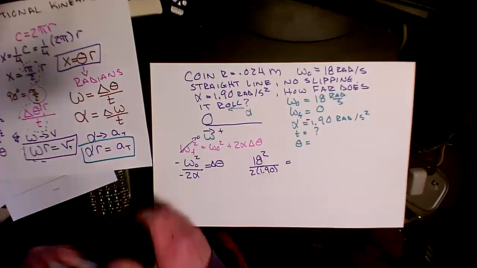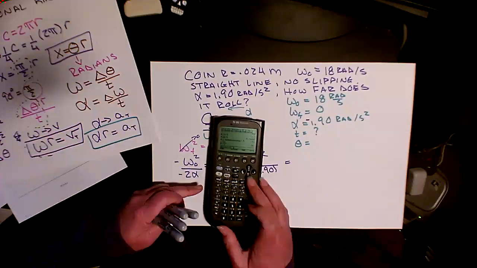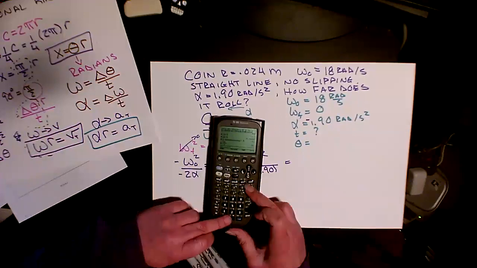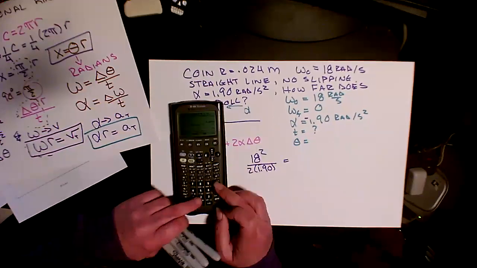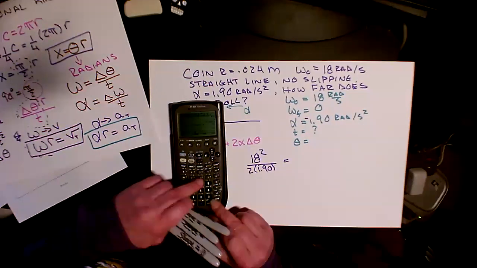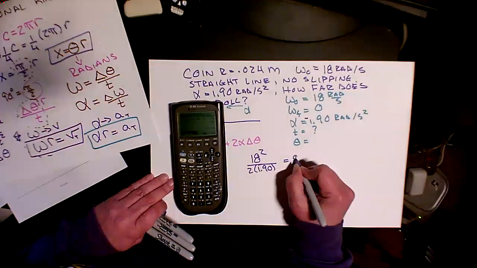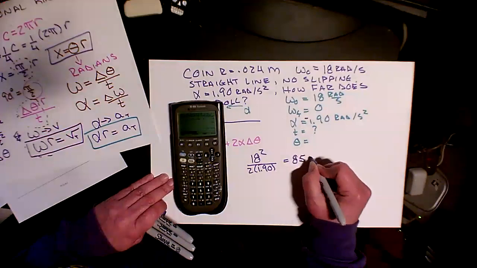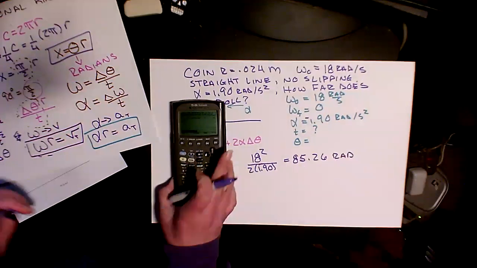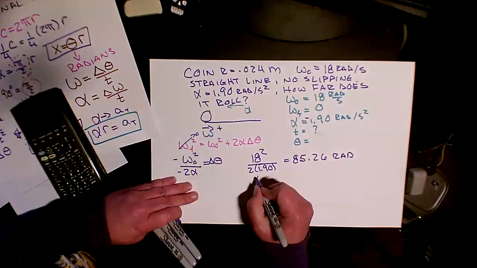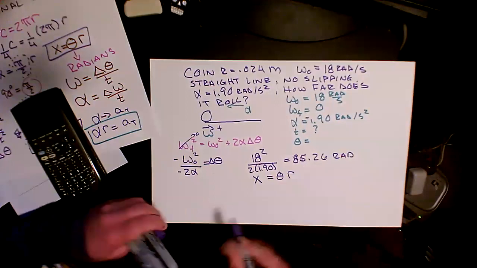Let's see. 18 squared divided by, parentheses, 2 times 1.9. And that gives me 85.26 radians. And remember, we said that x, the total distance it's covered, is just theta times r.